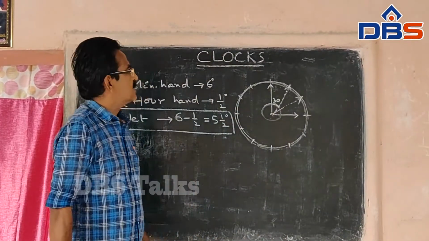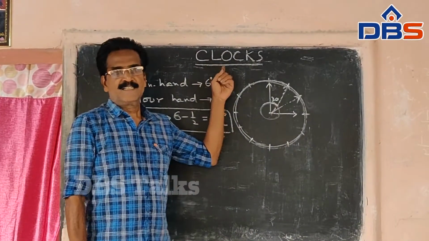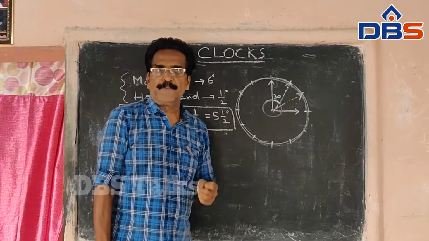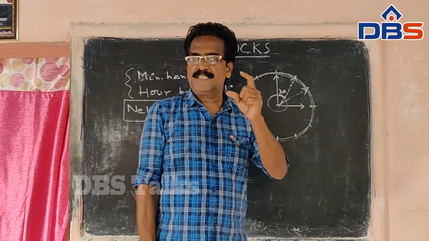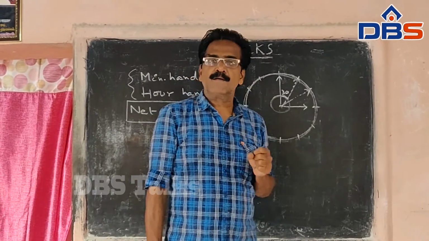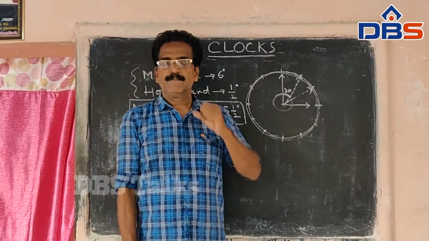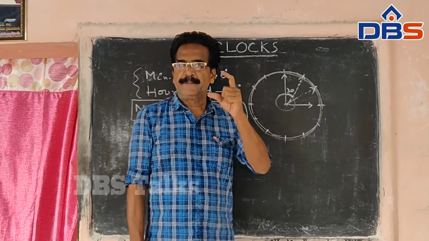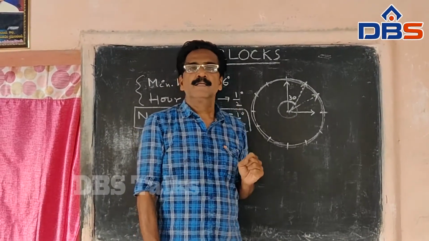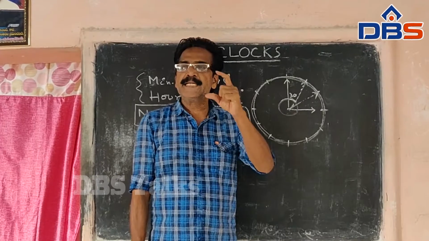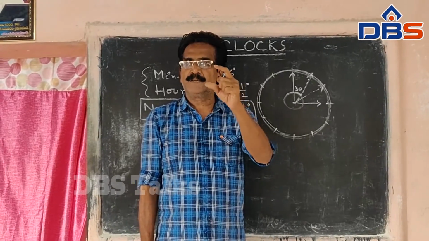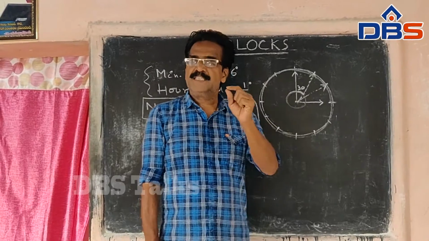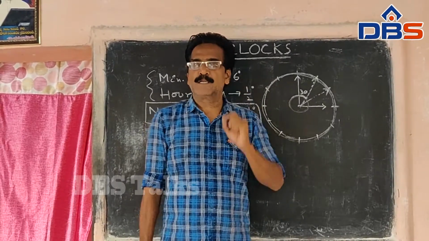Today our topic is clocks. In this topic we discuss what is the angle between the hands of a clock at a given particular time. That is, a particular time will be given and we need to find the angle between the hands at that particular time. For this, we shall have some small conclusions.